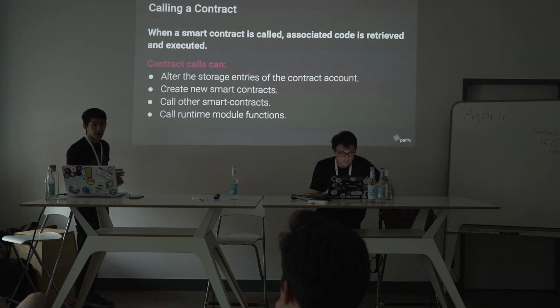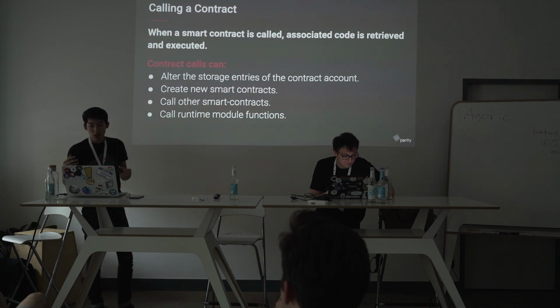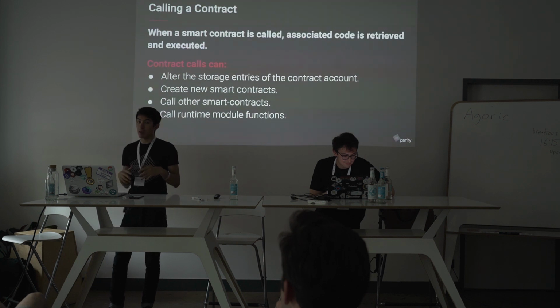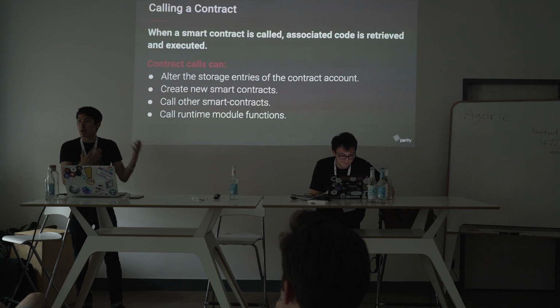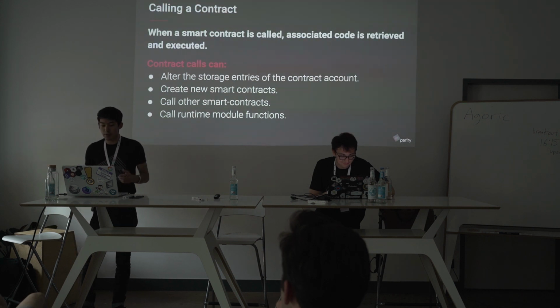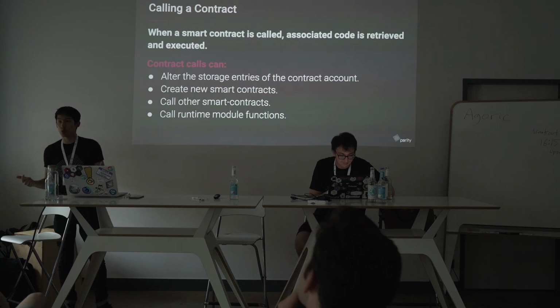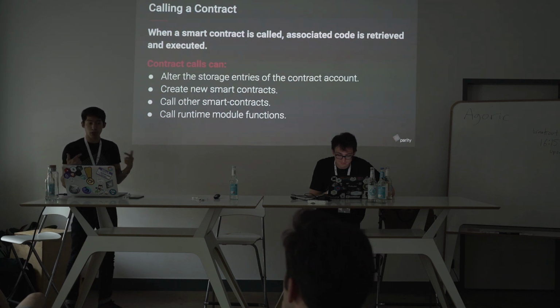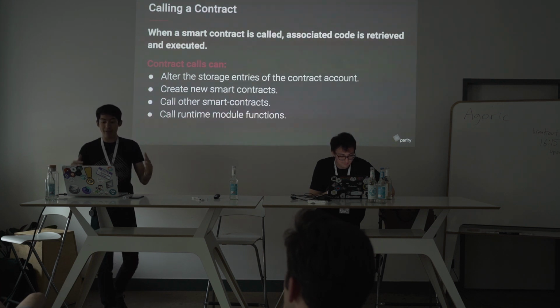When you call a contract, basically the code is retrieved and executed. So a contract call can do things like change the storage entry of the contract account. That's very obvious. It can create new smart contracts, and you can have these deployer functions, right? It can call other smart contracts, but the coolest thing actually, I think, is it can call runtime module functions. So you can go in your blockchain and introduce new low-level functions which bypass all of the restrictions of contracts and have your contract call that.